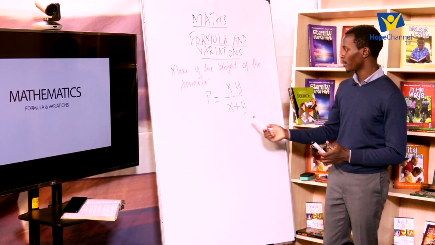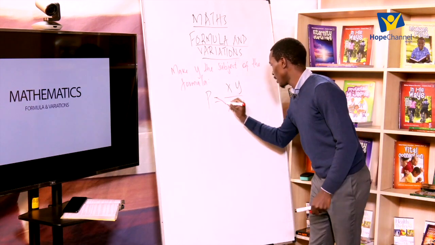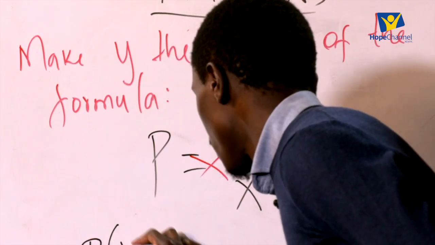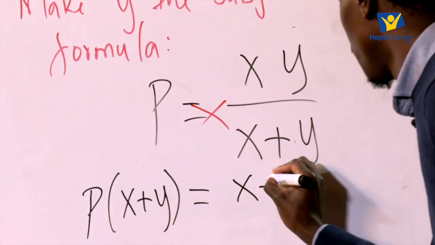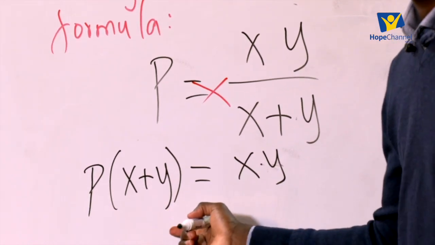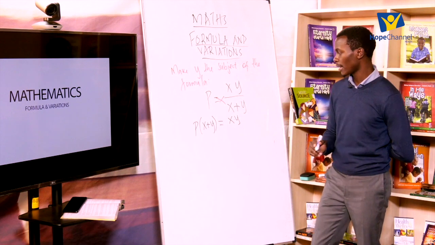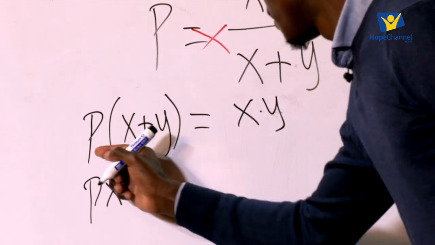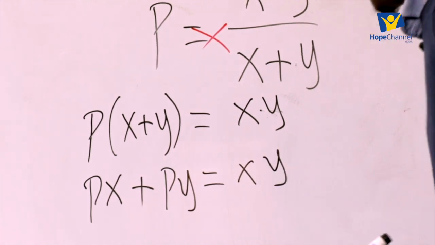So the first thing is cross multiplying, so that we do away with the denominator. So by cross multiplying, we will have P into x plus y is equal to xy. Now we need to have y, so that we are able to make it the subject. So first thing is open the brackets on the left hand side. So P multiplied by x, we have px, plus P multiplied by y, we have py. That will be equal to xy.